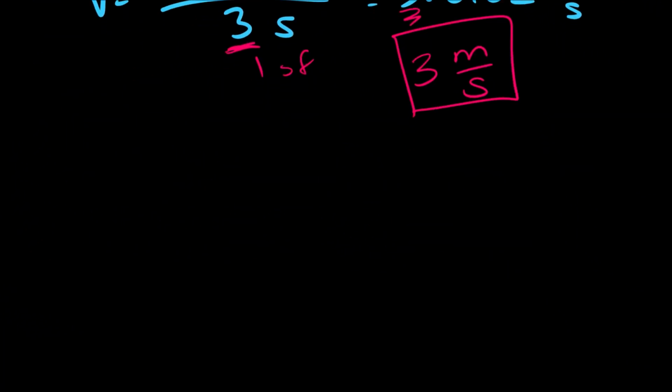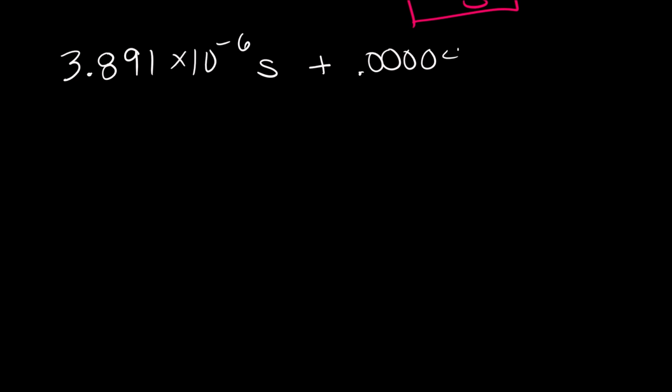Okay, again, coming back to our note sheet, let's talk about adding and subtracting numbers with tracking sig figs. Let's say that we were going to add 2 times together: 3.891 times 10 to the negative 6 seconds plus 0.0000452 seconds. The first thing we notice is they're both in the same units, which is awesome, but they're not both with the same power of 10.